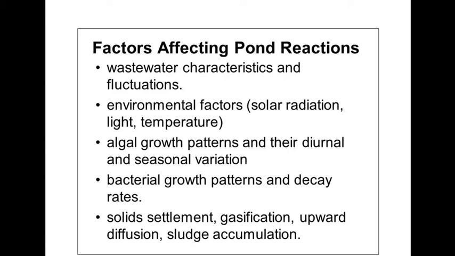Next, environmental factors like solar radiation, light, and temperature. Light and temperature mostly affect the process of oxidation. As light decreases, the temperature increases, which decreases the dissolved oxygen. As temperature increases, dissolved oxygen decreases, and if temperature falls, the dissolved oxygen increases. So dissolved oxygen and temperature are inversely proportional.